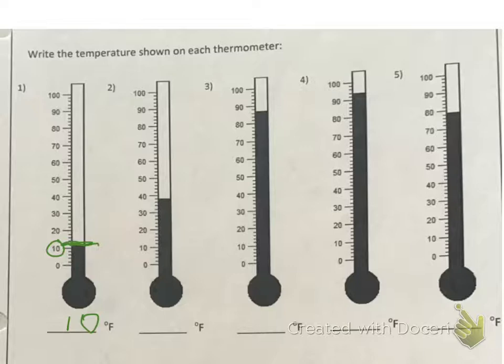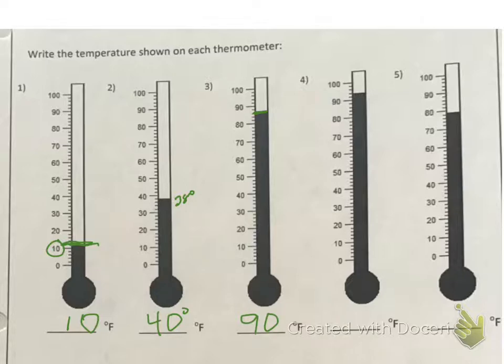What about number 2? Well, number 2, if we look at the line, it's the closest to the 40. So that means we would say this is about 40 degrees Fahrenheit. In reality, it's at 38 degrees. Okay, but that's pretty close to 40. All right, what about this next one? So here our line goes up to here. Is it closer to the 80 or the 90? Well, it's closer to the 90, so we would say this is about 90 degrees Fahrenheit.